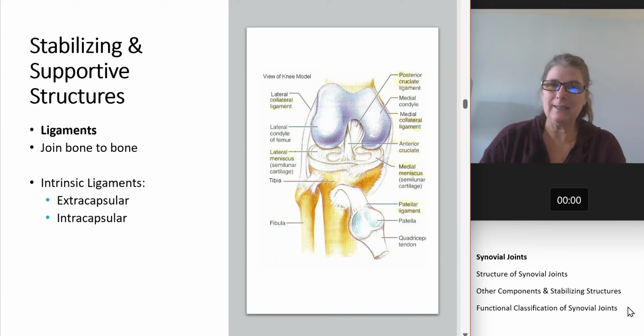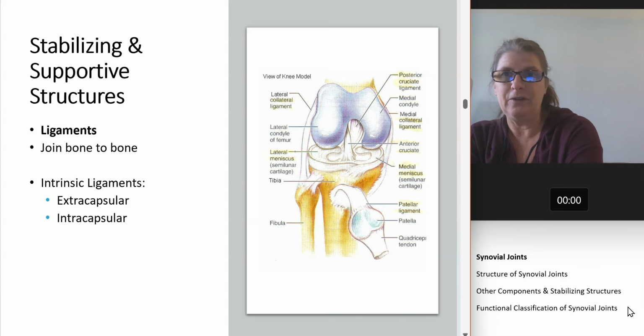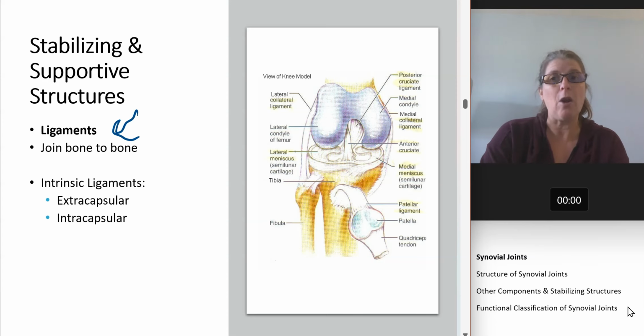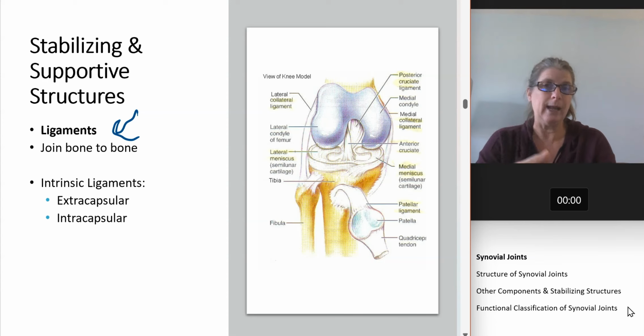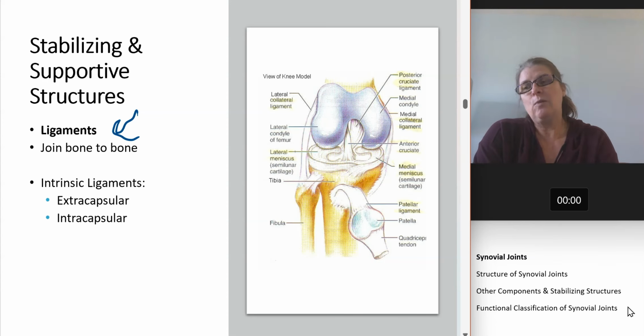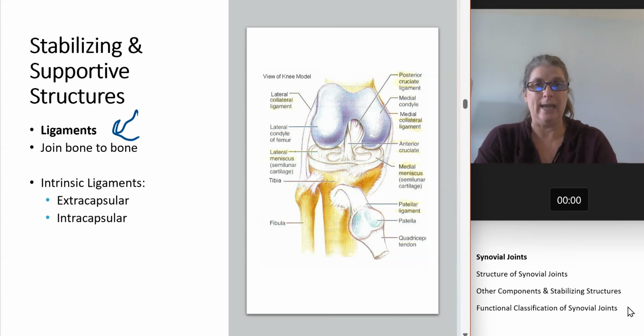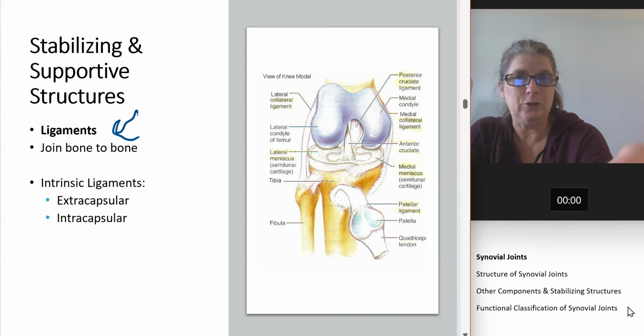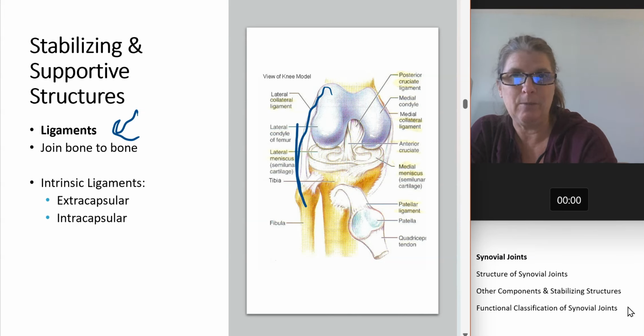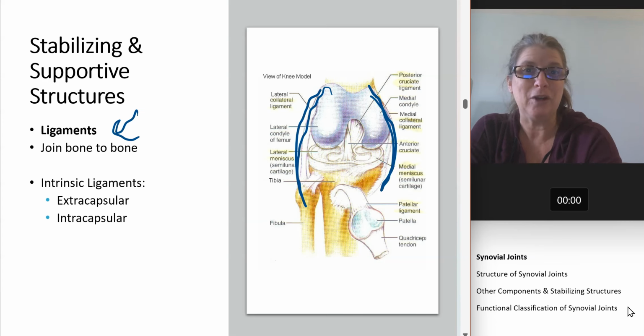Now, as far as some of the stabilizing structures, the first one are the ligaments. So they are part of a synovial joint. We know they connect bone to bone. And we know that ligaments can be considered intrinsic. They're called intrinsic ligaments. They can be extracapsular or intracapsular. So here's the knee joint you might recognize, and you'll see the femur and the fibula, and the femur and the tibia. Let me try that again.